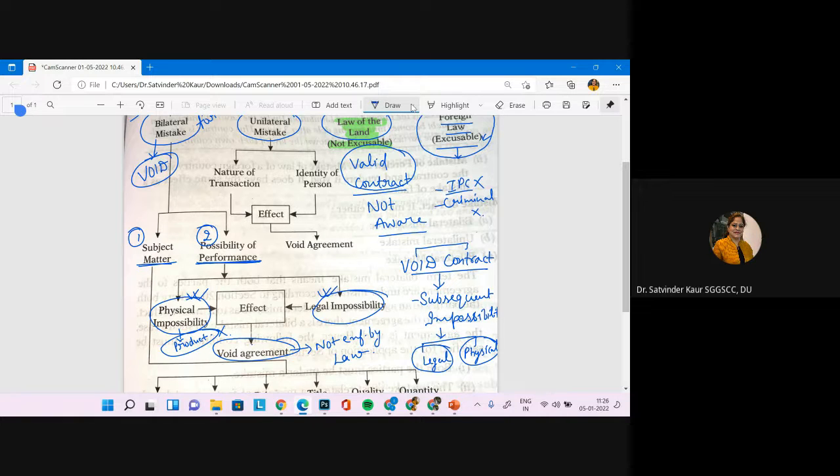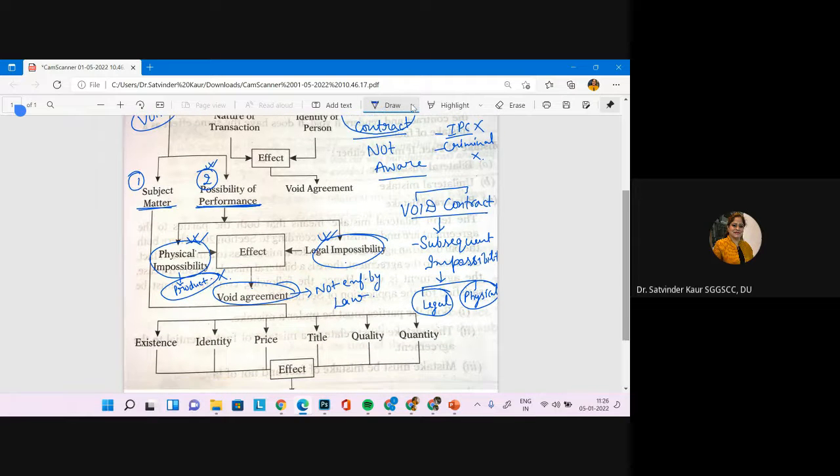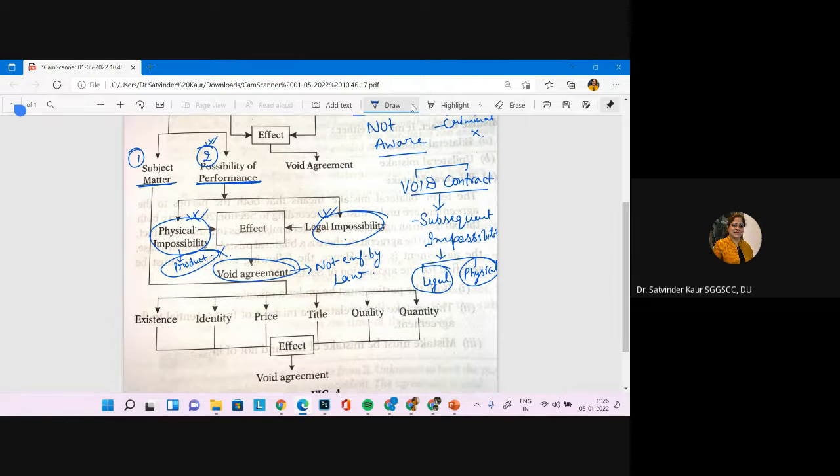So in case of possibility of performance, if both the parties are making a mistake, be it physical impossibility or legal impossibility, it will give rise to a void agreement. And if we are making a mistake with respect to the subject matter, then in this particular case it can be related to the existence of the subject matter, the identity of parties, the price, the title, meaning the ownership of the particular item, the quality, or the quantity. So if both the parties are making a mistake, either there can be a common mistake or there can be a different mistake.